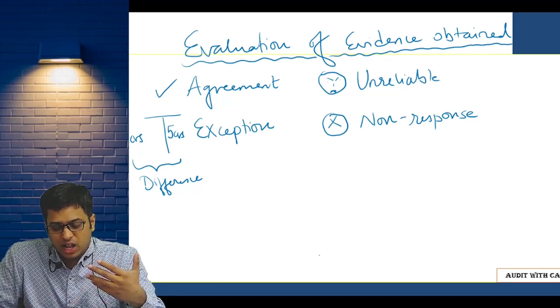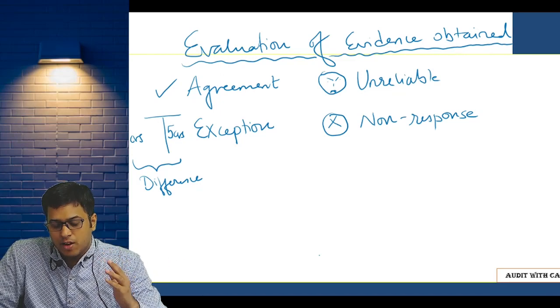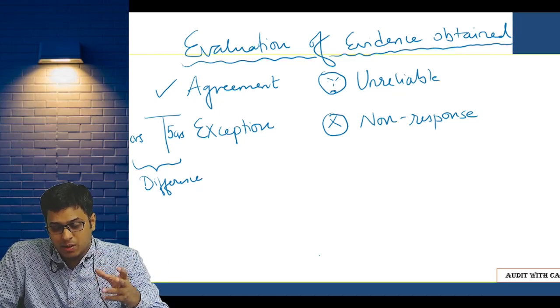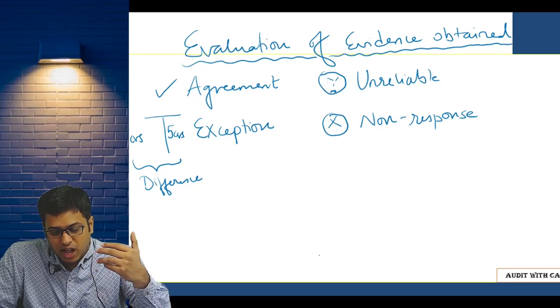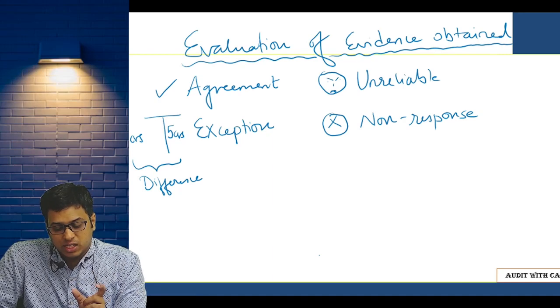The question that we asked, whether debtors are worth 5 crores or not, and if they are saying yes, we have to pay the amount worth 5 crores, then that is called an agreement. If we asked for a confirmation for 5 crores and they give a response of 3 crores, that is called an exception. Then there is an exception of how much?